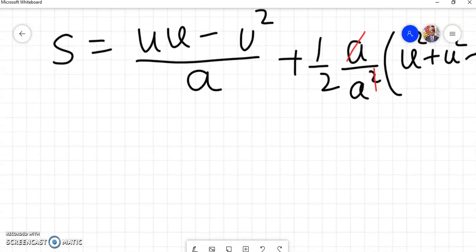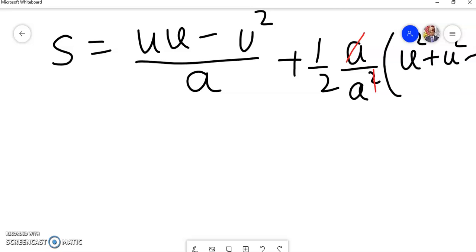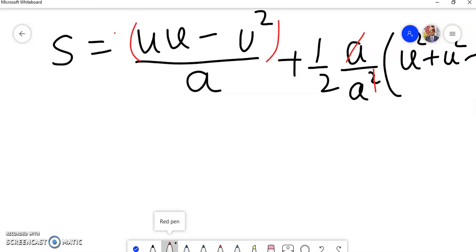So what we do is we multiply this equation by 2 and divide by 2, so it will not affect much, but it will give us a very good result. Now what we do is take 2a common and multiply to the other side. So you get 2as on the left hand side, and now we will expand the whole equation and then simplify.